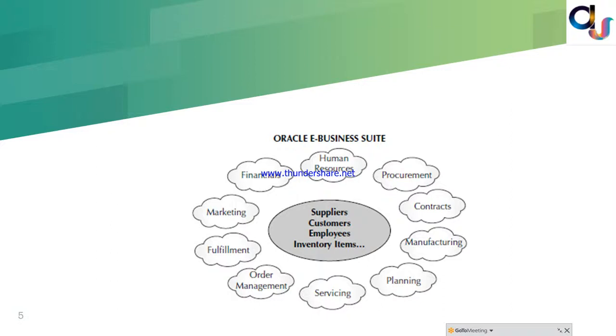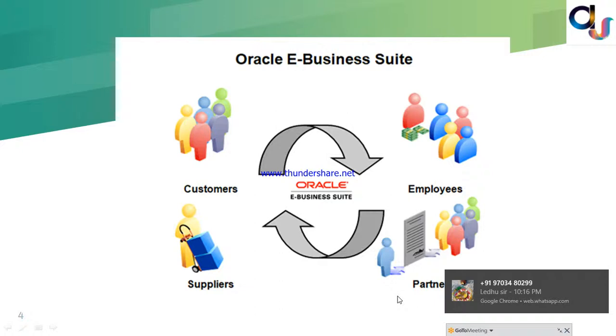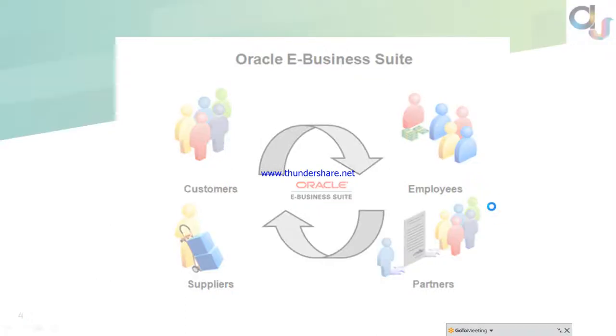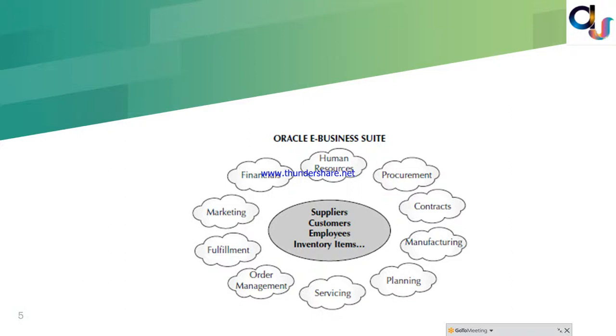Our concentration is on human resources. That is called HRMS, HR. So did you understand the previous slide and this slide? Yes. The previous slide tells the facilities provided for the people in the market, and this slide tells what is contained inside the EBS.